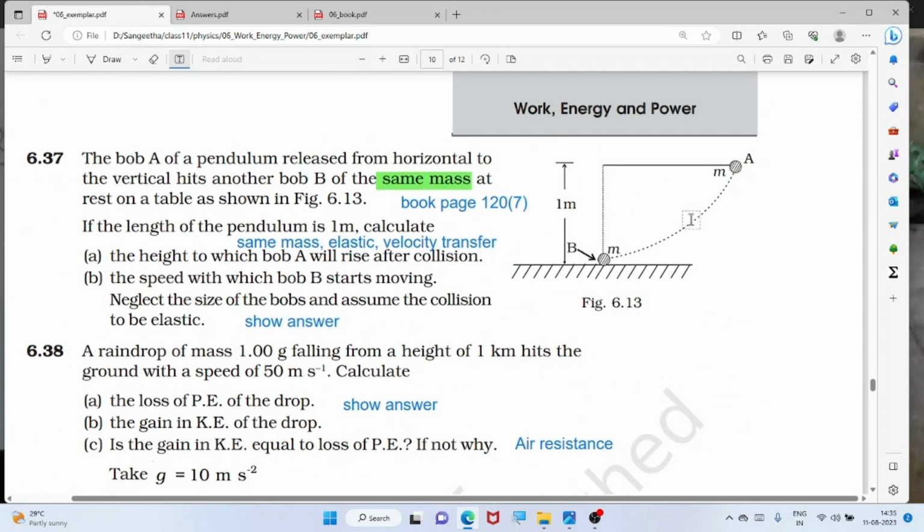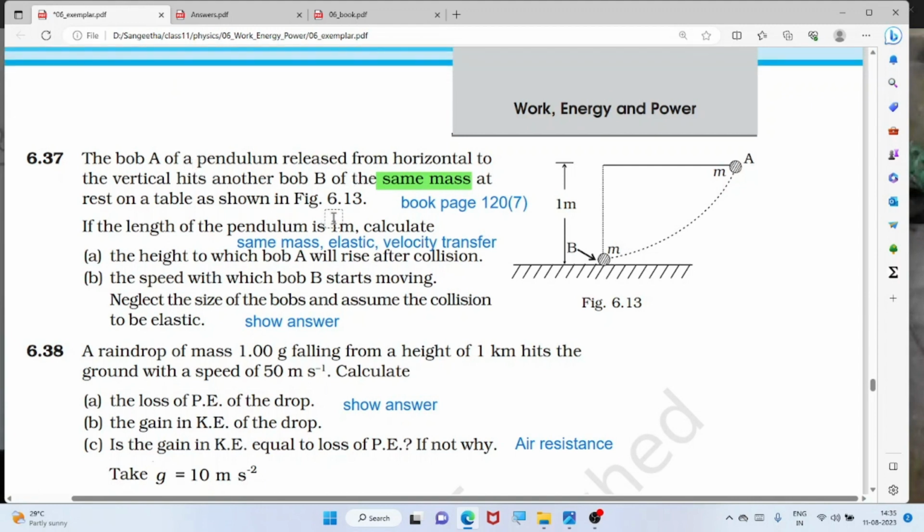A pendulum released from the horizontal to the vertical hits a bob of the same mass. Here both have the same mass, and there will be an exchange in the velocity. The length of the pendulum is 1 meter. Calculate the height to which A will be raised after the collision. It will not rise, because the velocity gets exchanged, velocity transfer, because of the elastic collision and the same mass.